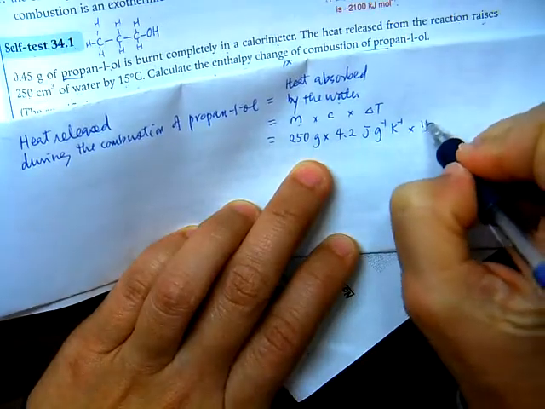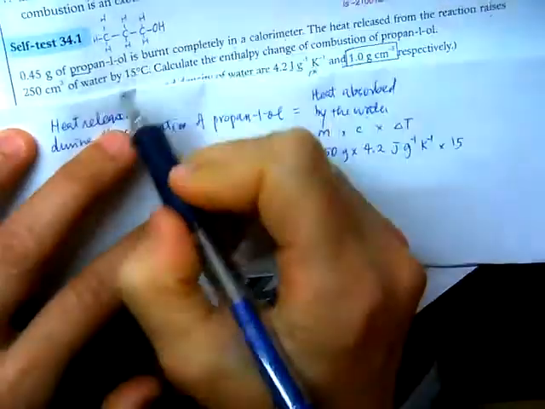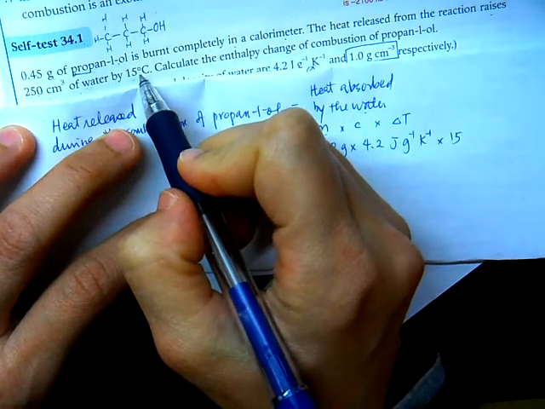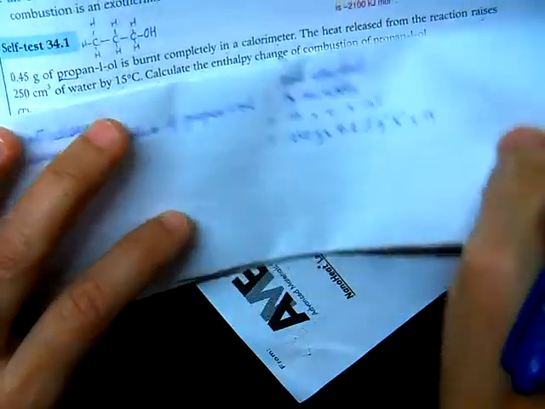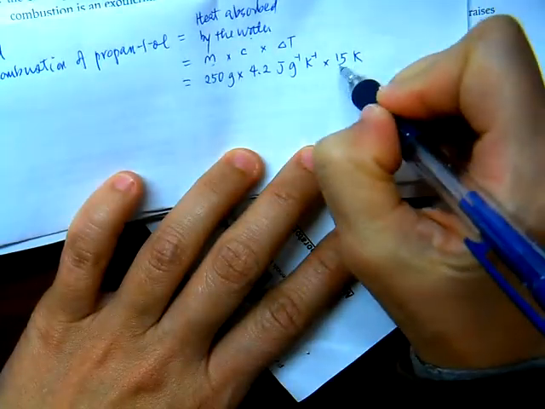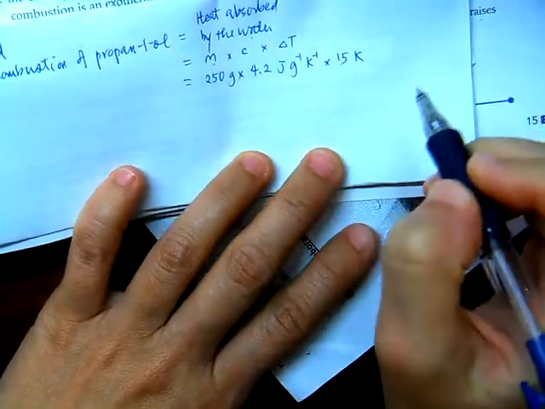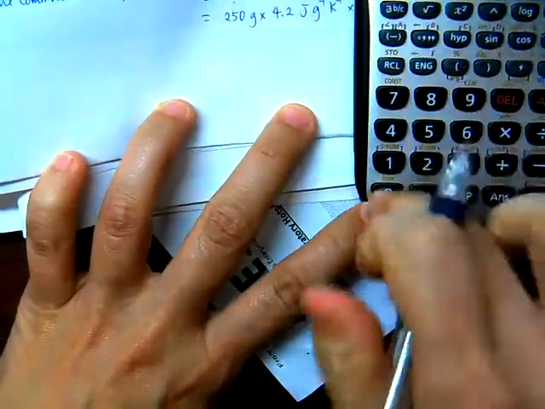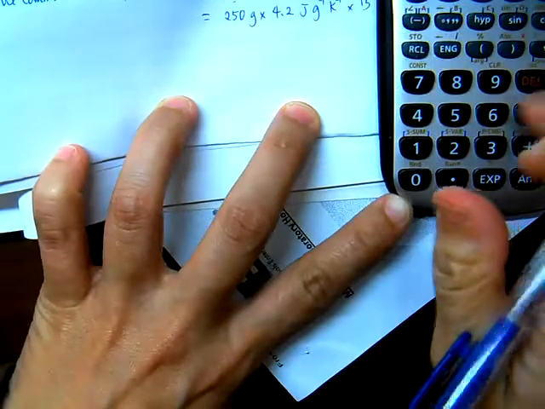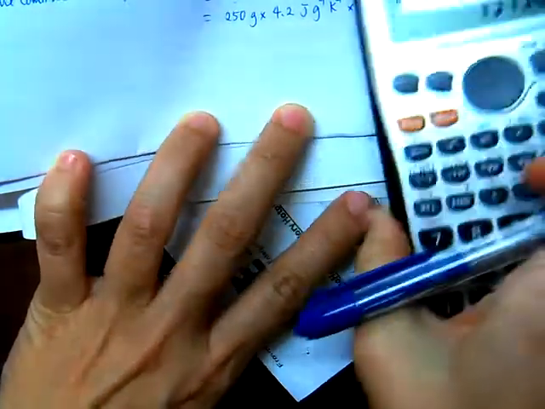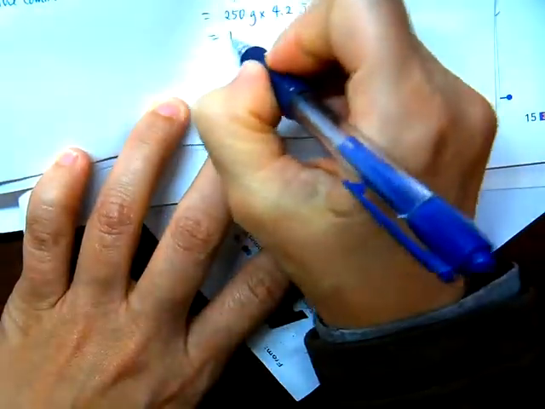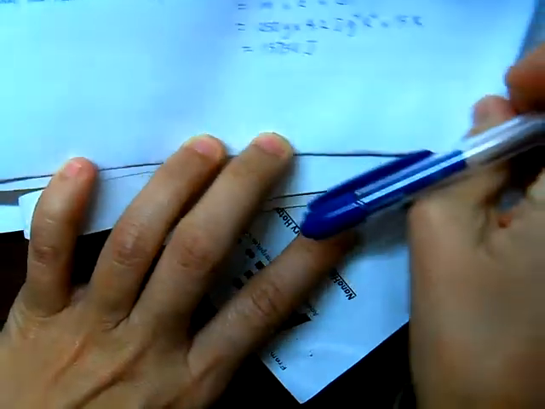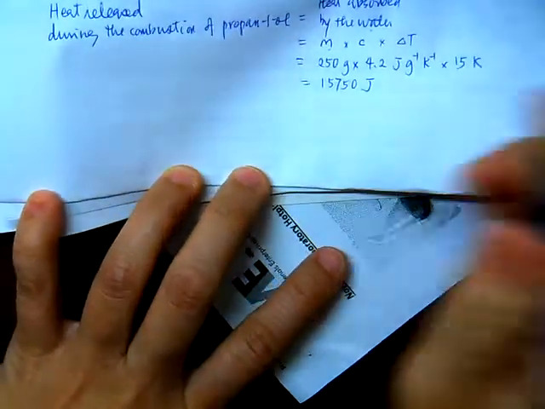Change in temperature is 15. Although it is given in degrees Celsius, if you change to Kelvin, the change in temperature is also equal to 15 Kelvin. Do you understand? Because we are talking about the change. So use your calculator. In unit joule, okay? Now what do you need to do?